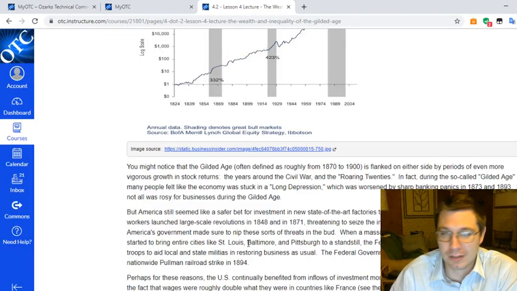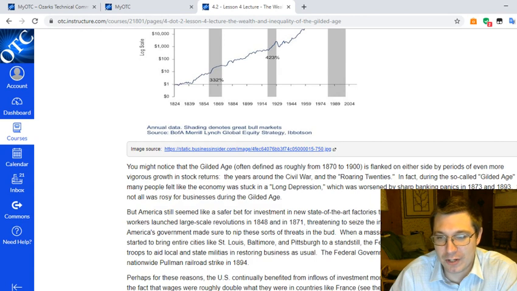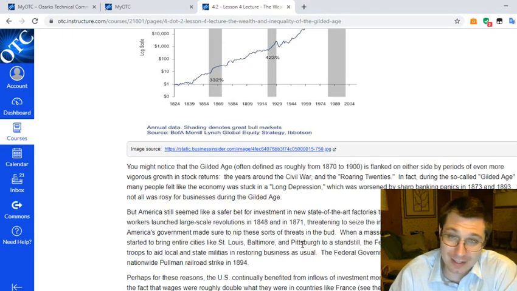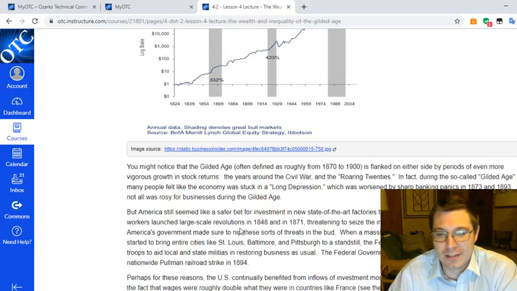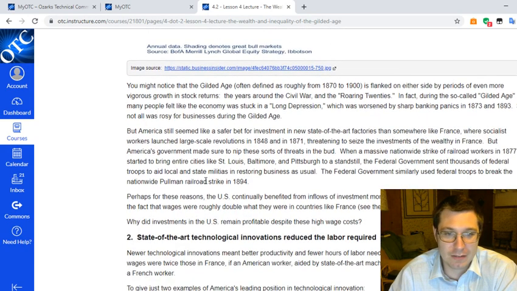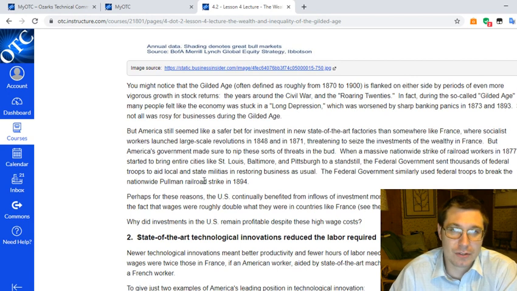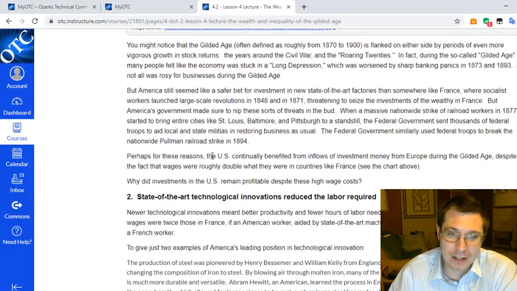For example, when a massive nationwide strike of railroad workers in 1877 started to bring entire cities like St. Louis, Baltimore, and Pittsburgh to a standstill, the federal government sent thousands of federal troops to aid local and state militias in restoring business as usual and breaking the strikes. The federal government similarly used federal troops to break the nationwide Pullman Railroad strike in 1894, a strike that involved over 250,000 workers.